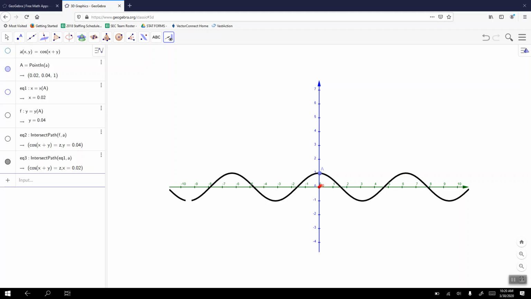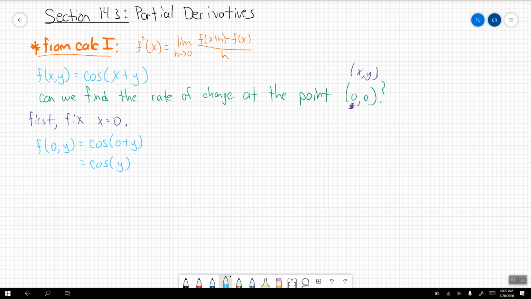So in this particular case, we have a two-dimensional function. I'm going to go back to the notes. Looking at this function, I can now take the derivative. I'm going to call this function g of y, since it's only a function of one variable. So I can now say that g prime of y is equal to negative sine of y.